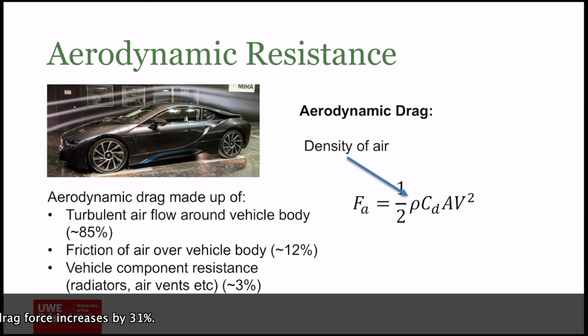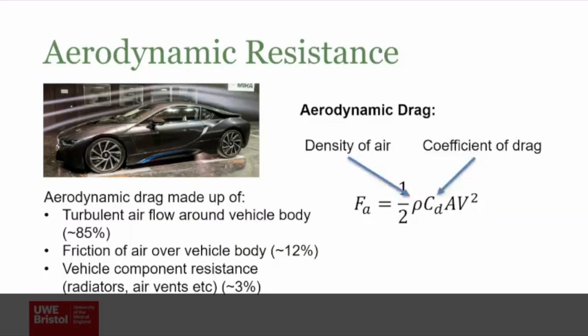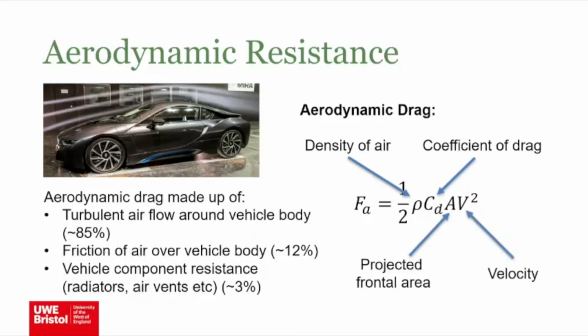So as I mentioned, you've got your density of air, your coefficient of drag, your frontal area, and then your velocity squared.